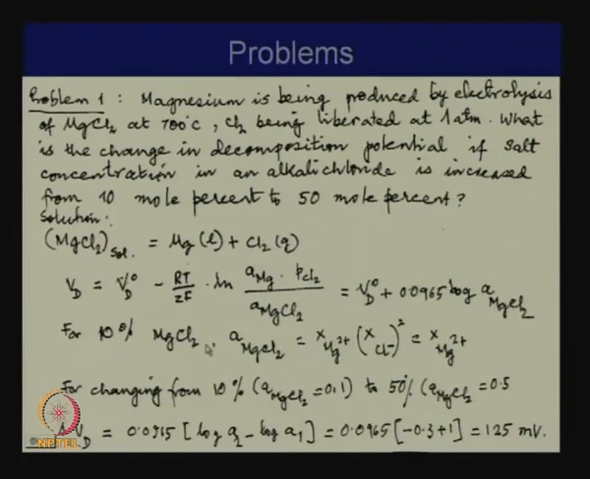So, for 10% MgCl2, what will be the activity? Using Temkin's equation, we say it is the ionic fraction of Mg2+ into the ionic fraction of chlorine squared. Fortunately, there is no other anion, therefore this is 1. So, it becomes x_Mg2+, and so from changing from 10%, where activity of MgCl2 is 0.1, to 50%, 0.5, we easily calculate that there will be 125 millivolt change. You will have an advantage. When you have the 50 mole percent, you need less voltage.